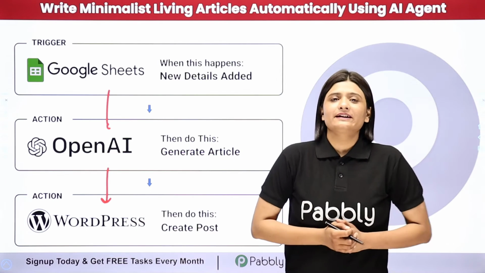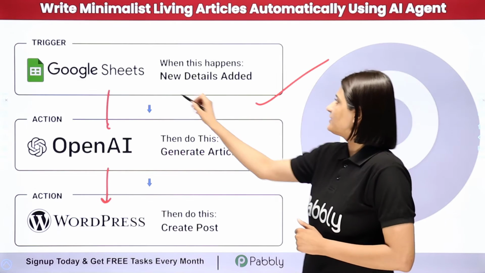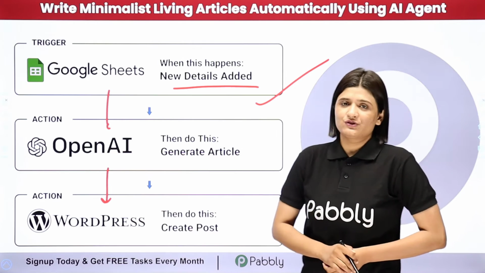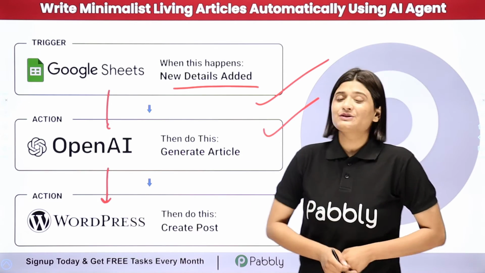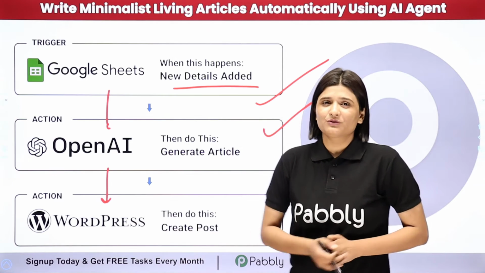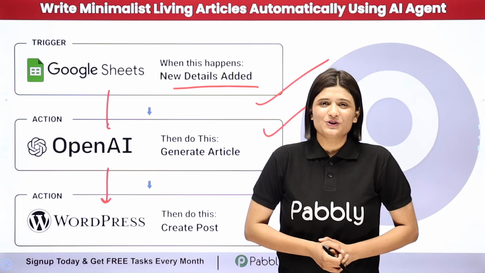With the help of Pabbly Connect, I'm going to build this connection in such a way that whenever I'm going to add a new title or a detail in my Google Sheets spreadsheet, the article will be automatically generated using OpenAI and it will be automatically created as a post on my WordPress. Now, if you want to learn the step-by-step process, then let me take you all to my screen.